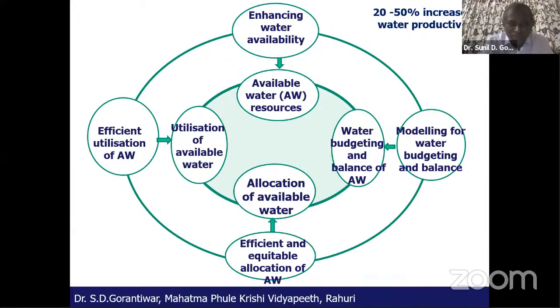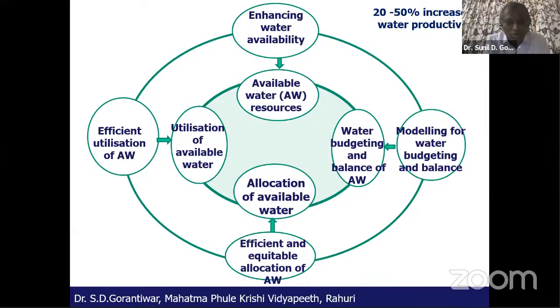When we say irrigation water management, it basically has 4 components. The inner circle indicates those 4 components. One is the available water resources, then water budgeting of those resources, then allocation of those water resources, and utilization of those water resources. Available water resources and their utilization are the supply side and demand side respectively. Water budgeting and water balance and allocation deal with certain equity, social and sustainability issues.